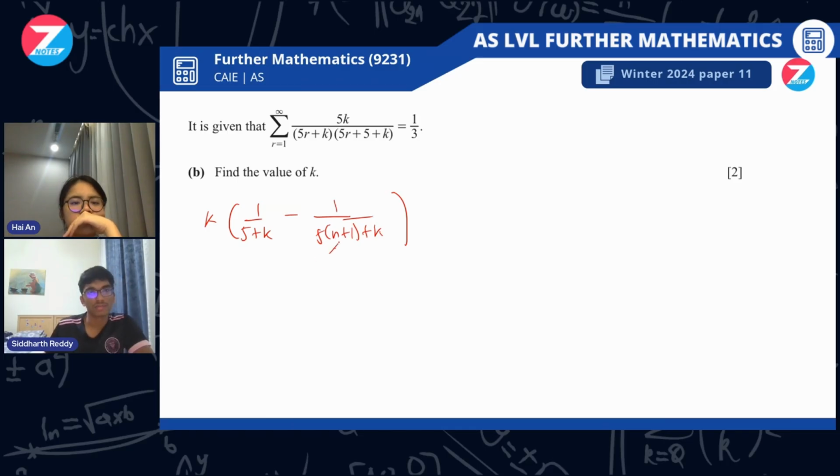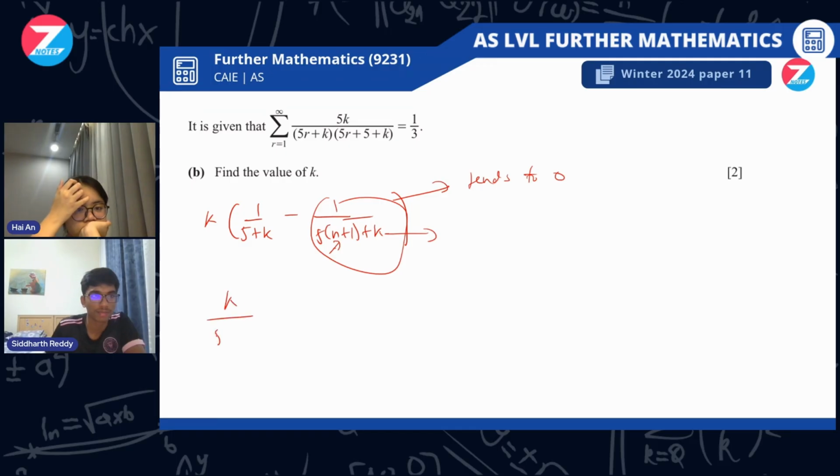So notice as n tends to infinity, this denominator gets larger and larger, and when you divide 1 by a really large number, your result will be really small. So this whole term tends to 0. What we're left with is k by 5 plus k, k into 1 by 5 plus k, which is just this. They're given that this is equal to 1 by 3. So 3k is equal to 5 plus k. So 2k is equal to 5. K is equal to 5 by 2.